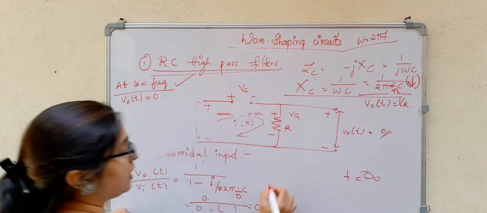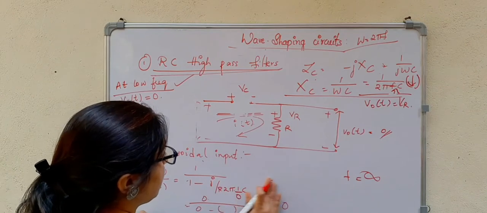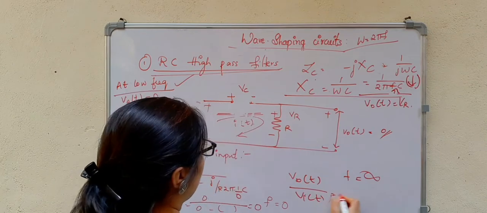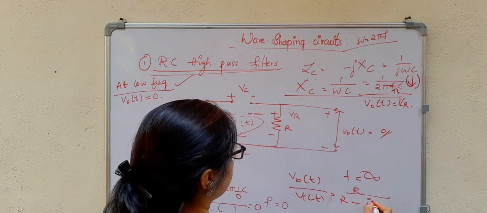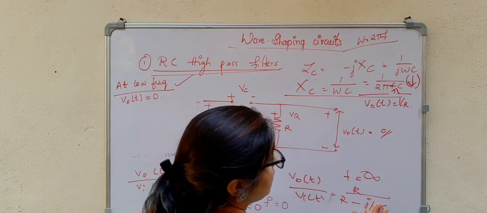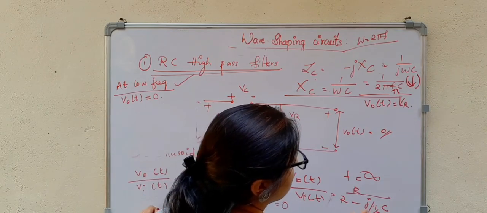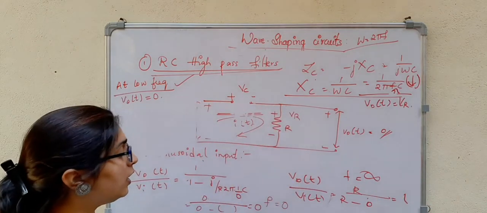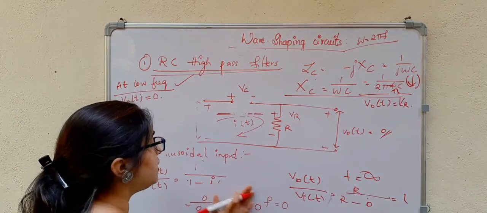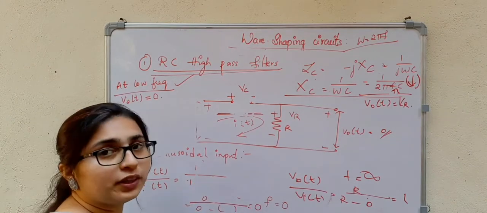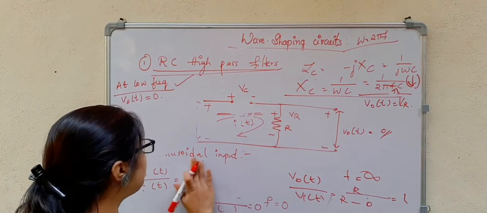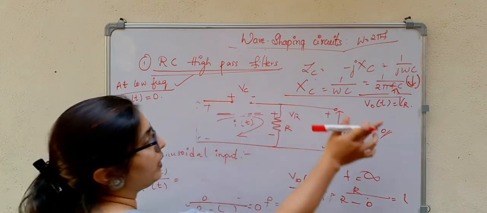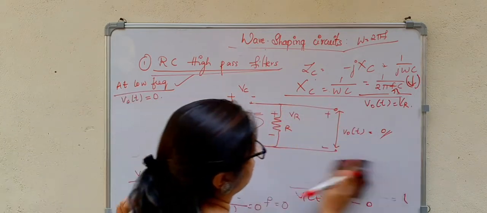1 by 0 is nothing but, now I can consider this as C. Output divided by VIT is equal to R divided by R minus J by omega C, right? So if this is 1 by 0, that means this term becomes 0. So it is equal to 1. Here also if this is 0, this term becomes 0. So what you are left with is 1. So output by input is equal to 1. So at high frequencies, this magnitude becomes 1.